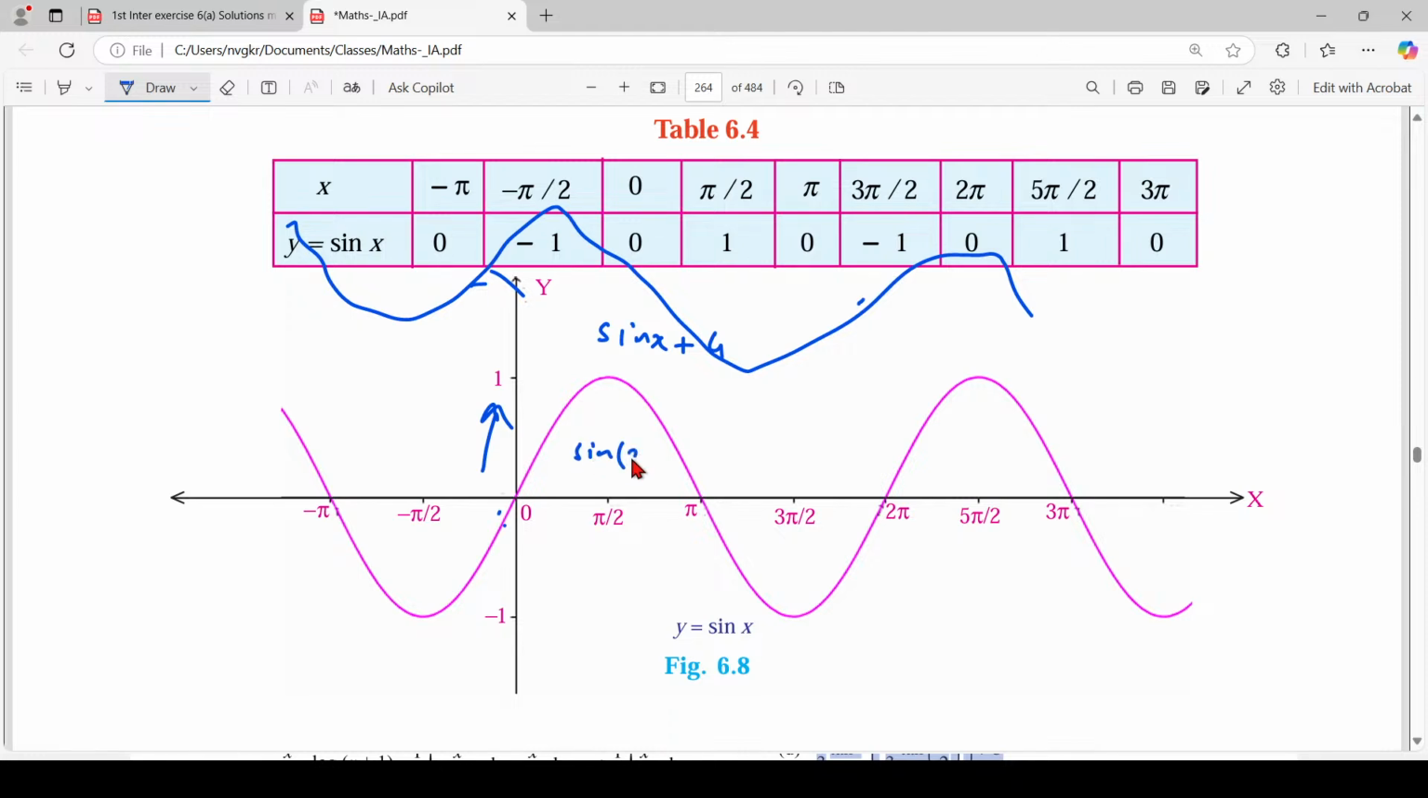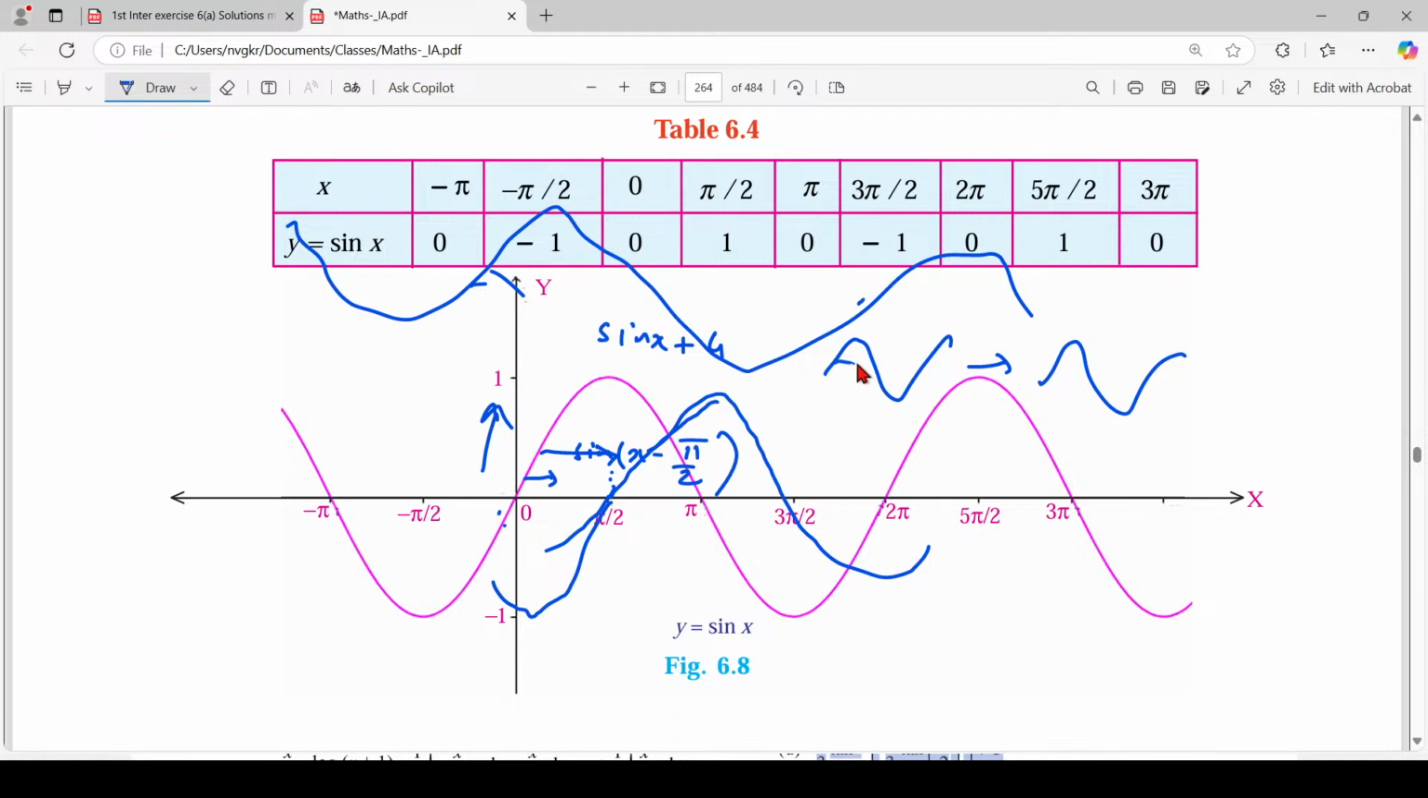Similarly, instead of sin x, if we make it sin of x minus pi by 2, what does that mean? This graph will just shift pi by 2 units towards the right. If a graph is like this and it is shifted like this, the distance between the points, that period, will still remain constant, because you are not stretching or compressing anything.